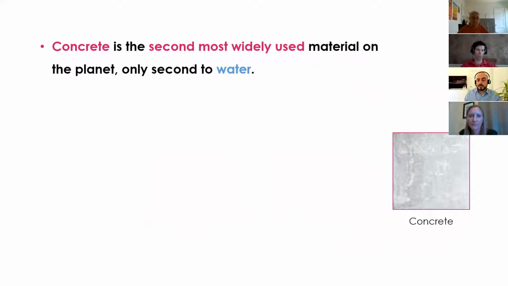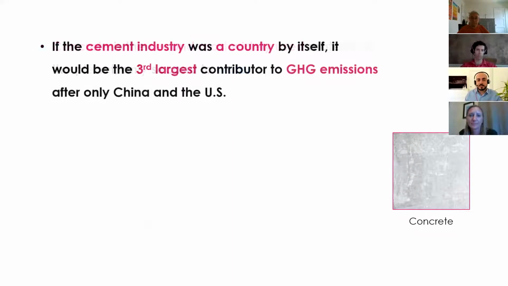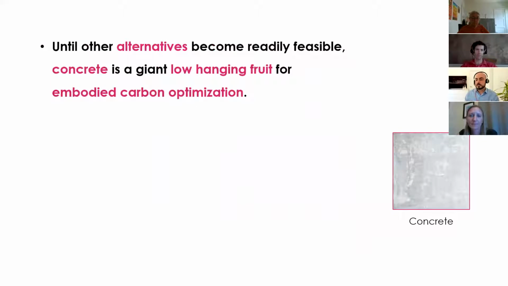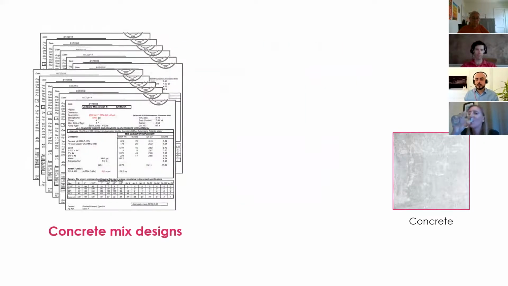Out of all of these, concrete being the second most widely used material on the planet, only after water, and also being the third contributor to global warming potential after China and the US, and we know how much we use it in our construction. We've really focused on concrete, and something that we've realized is that sometimes we have buildings that are concrete structures, so concrete is a large portion of it, 50 to 70% of probably enclosure and structure impact.